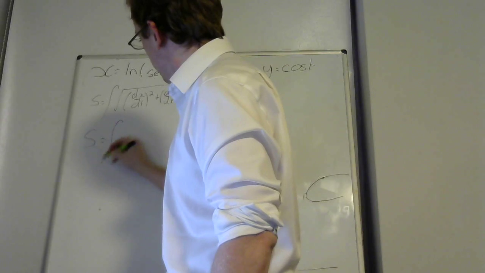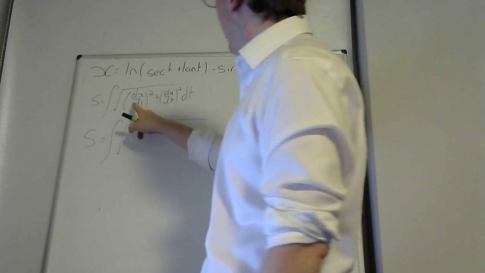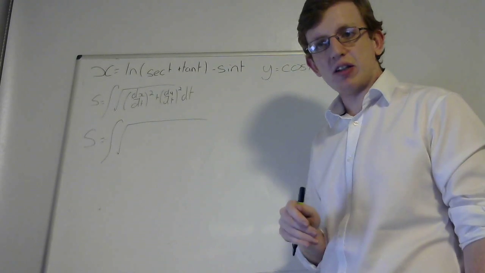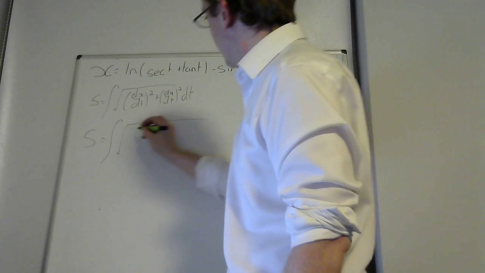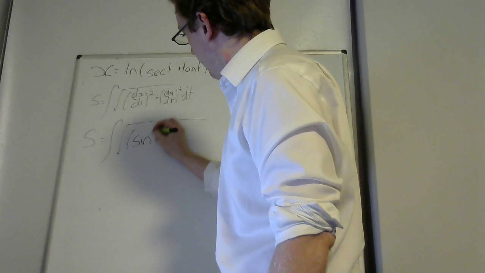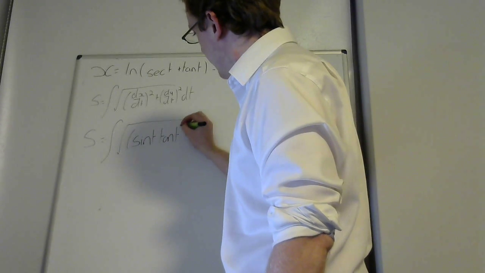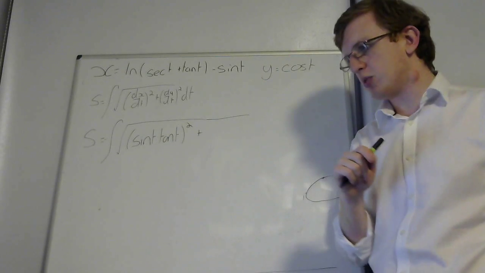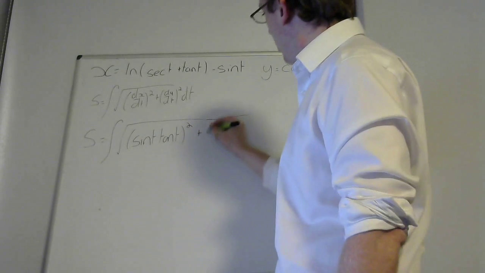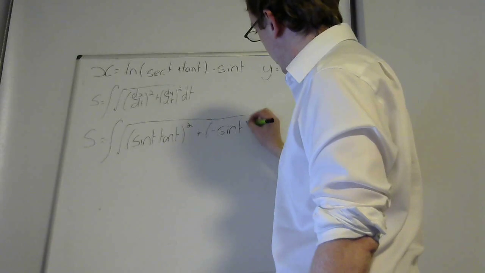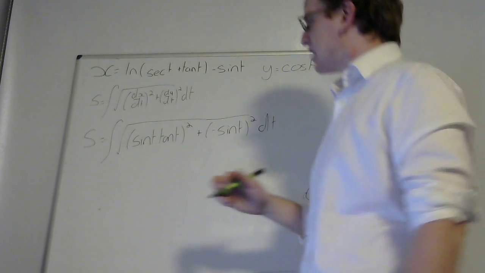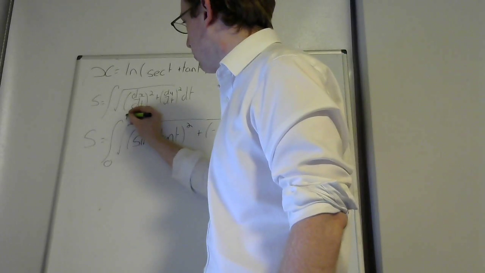Let's jump in. Okay, so the integral of the square root of dx by dt squared. We know what dx by dt is from the last question. dx by dt is sine t multiplied by tan t, and we've got to square that. And then we add on dy by dt squared, which is minus sine t squared. Derivative of cos is minus sine, and that's between the limits 0 and pi on 3. Those are the question.